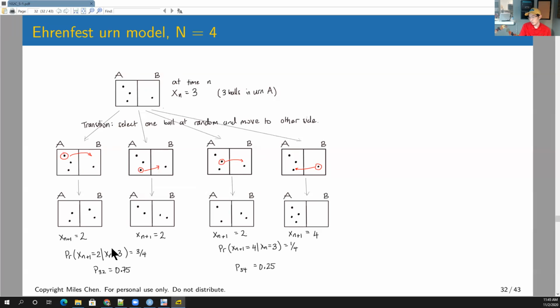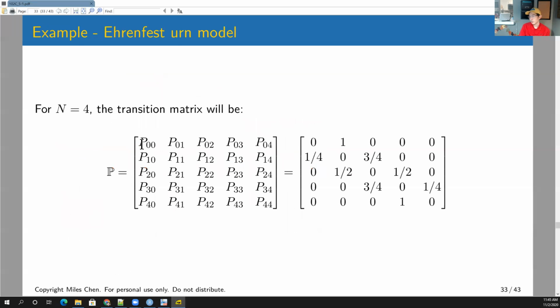So the probability of going from 3 to 2 is 3/4, or 0.75. And the probability of going from 3 to 4, starting off with 3 balls and ending up with 4 balls, is 0.25. So it could happen, but it's not equal probability. You can apply this logic to the full transition matrix.